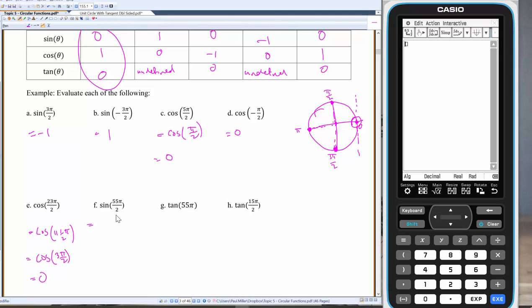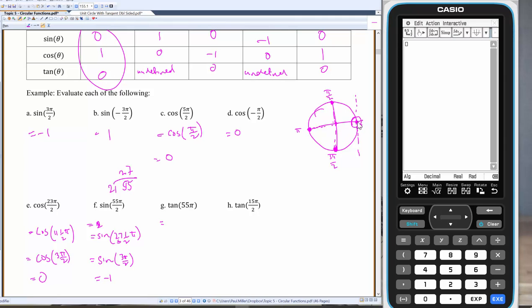55 pi on 2. Well, we want to put 2 into 55. 2 into 55 goes 27, remainder 1. So we're going to say that equals sine of 27.5 pi. So this is what I call odd pi. So we're starting there, going half more, and we want the sine value at that point. So this is exactly the same as saying the sine of 3 pi on 2, which is -1.